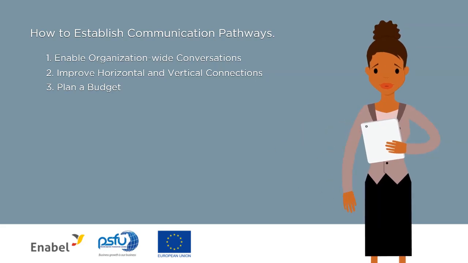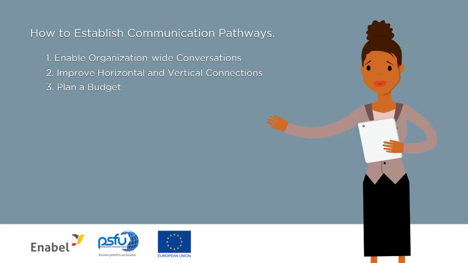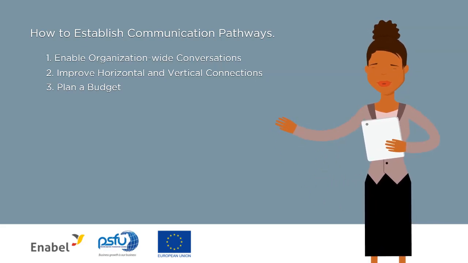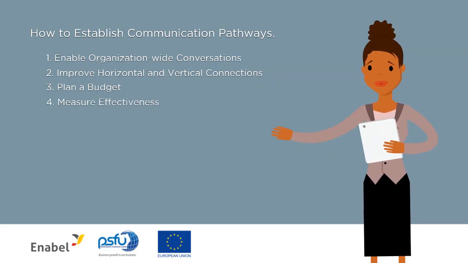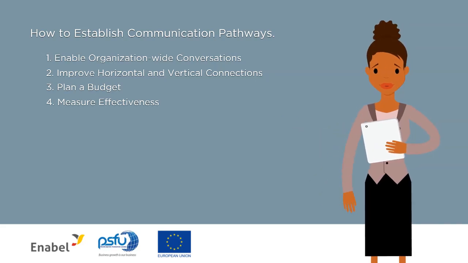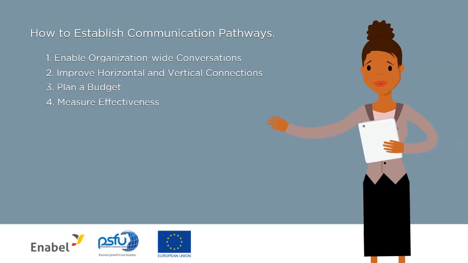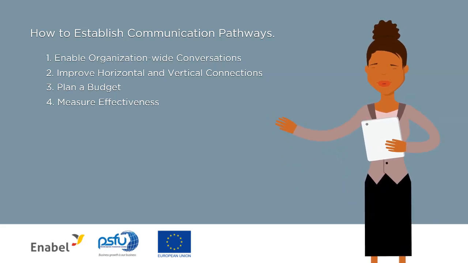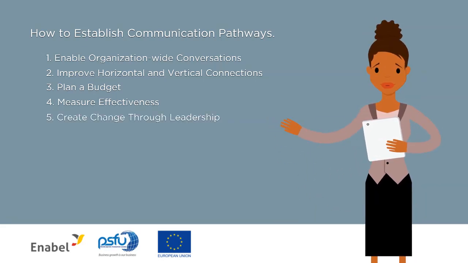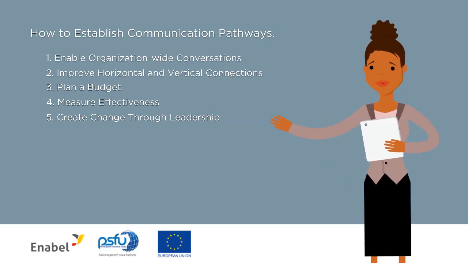3. Plan a budget. Allocate resources for successful pathway implementation. Consider the honest use of these pathways for sharing concerns and receiving constructive feedback. 4. Measure effectiveness. Analyze changes in productivity, profits, and employee satisfaction. Assess retention rates and the impact on customer service. 5. Create change through leadership. Leadership engagement fosters transparency and empowers employees to voice their concerns.